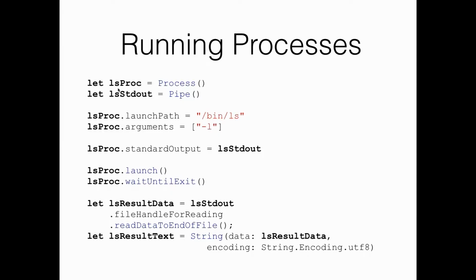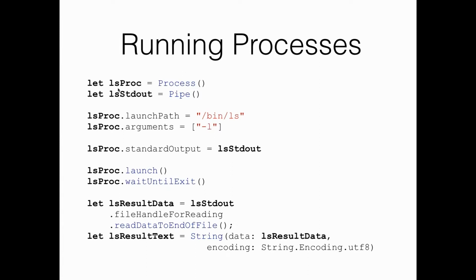So here I have a let statement. Let ls proc equal Process. That's saying I want to create a new variable called ls proc. I want to create a new process object, and I want to stick it in ls proc. Pretty straightforward. You notice I didn't have to provide a type or anything. So if you're used to scripting, this is probably pretty comfortable.